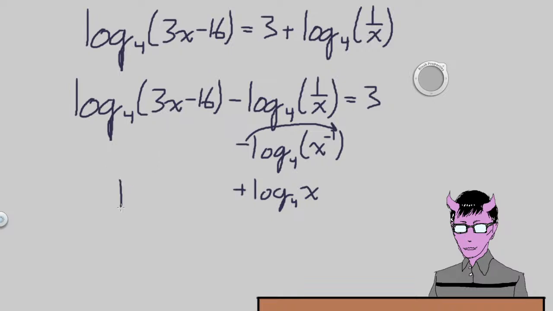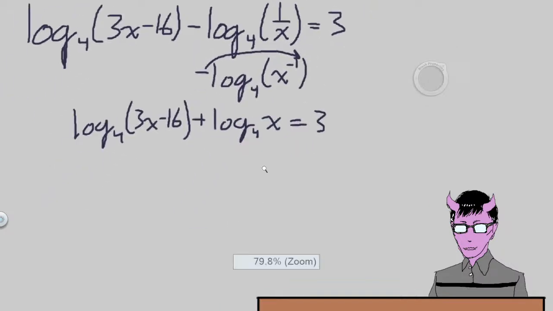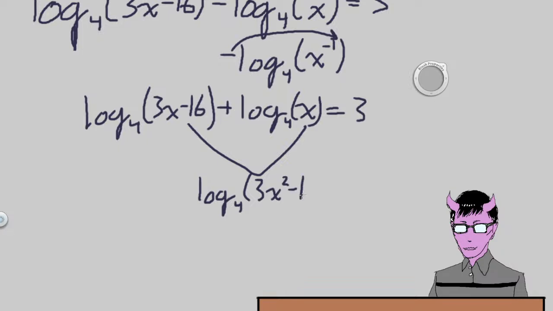We'll copy paste this one. I'm going to rewrite it because it looks ugly. There it is. Copy paste the equals 3. Alright. We have log base 4. We have log base 4. Now we could just simply multiply the two arguments together to condense those two terms into one term. Log base 4. So we're going to get 3x squared minus 16x is equal to 3.